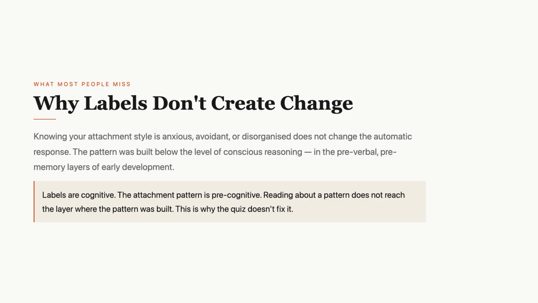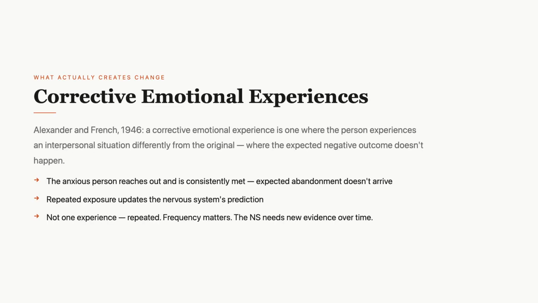Alexander and French introduced the concept in 1946. A corrective emotional experience is one where the person experiences an interpersonal situation differently from the original, where the expected negative outcome doesn't happen. In attachment terms, the anxious person reaches out and is consistently met. The expected abandonment doesn't arrive. Repeated exposure updates the nervous system's prediction.